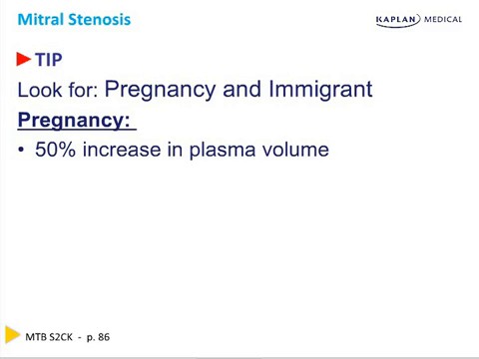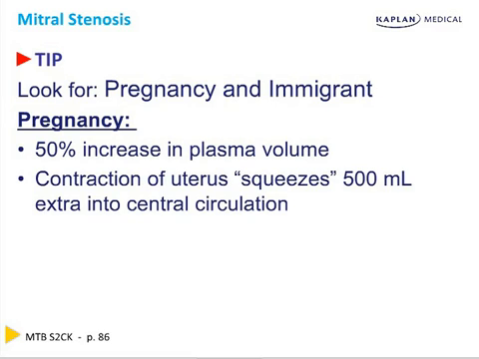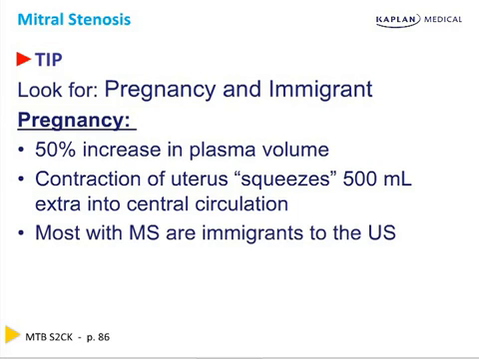This has to do with resetting the hypothalamic osmostat. In a normal person, you would shed off ADH at an osmolality of 280. But in a person who's pregnant, in order to increase the plasma volume, it continues to secrete ADH into the posterior pituitary. This 50% increase in plasma volume allows for the perfusion of the baby. In addition, for pregnancy, when you contract the uterus, it squeezes at least 500 milliliters extra into the central circulation.